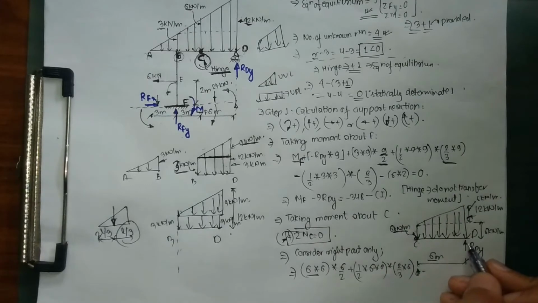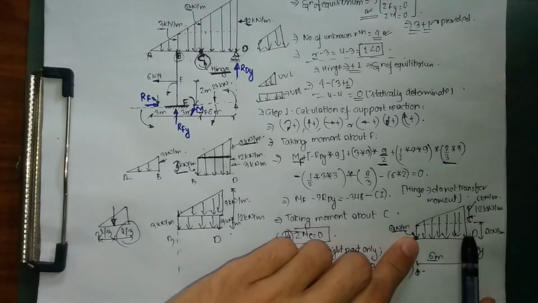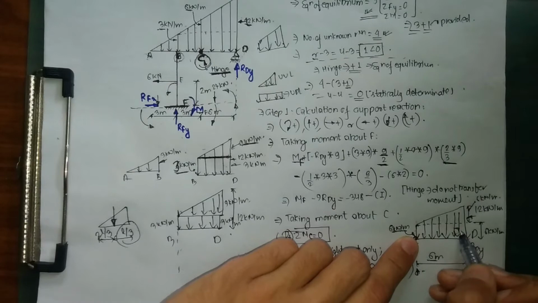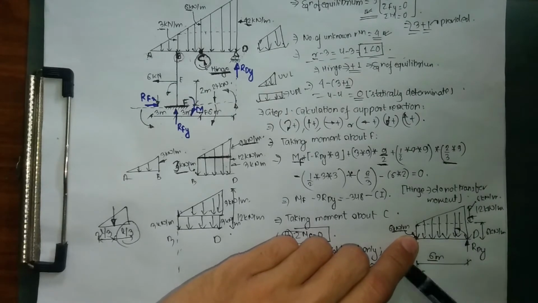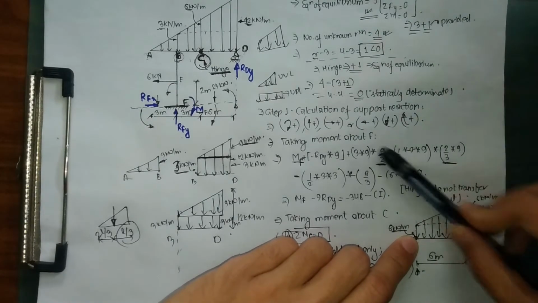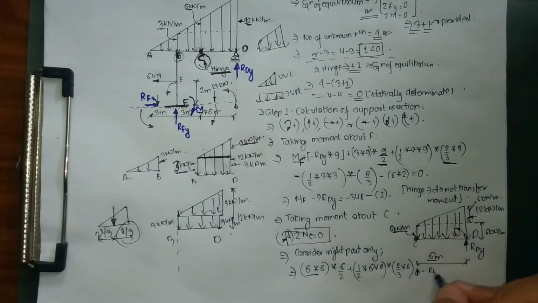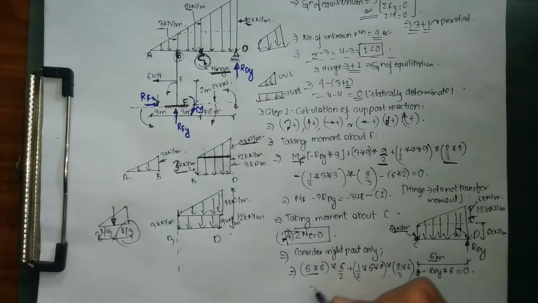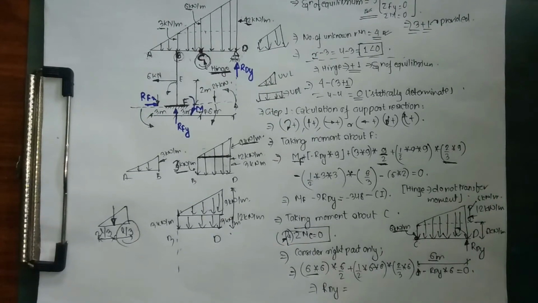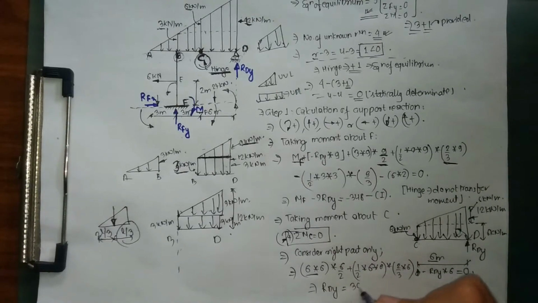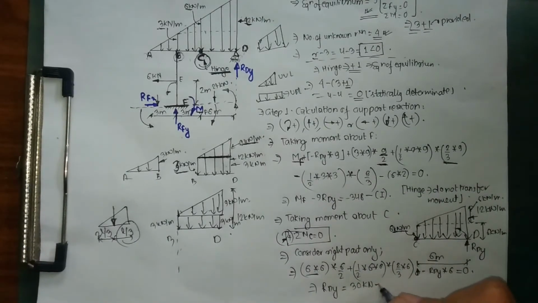Plus, now minus, RDY is acting upward with respect to point C, and upward means it is producing anti-clockwise moment. It is trying to push my beam upward with respect to point C. Upward means anti-clockwise. Minus RDY into 6. So if I solve this, RDY into 6 equals 0. If I solve this, I'm going to get my value of RDY, which is going to be equal to 30 kilonewton.